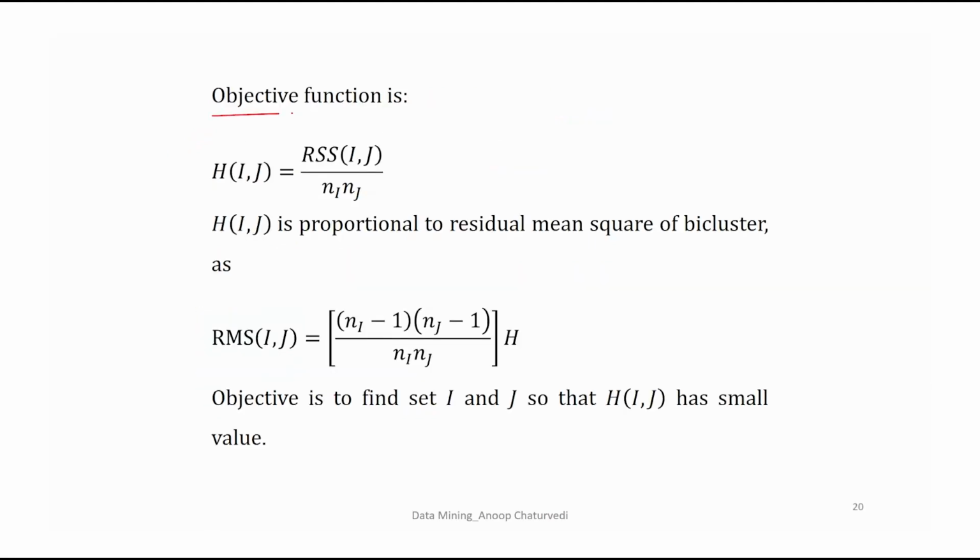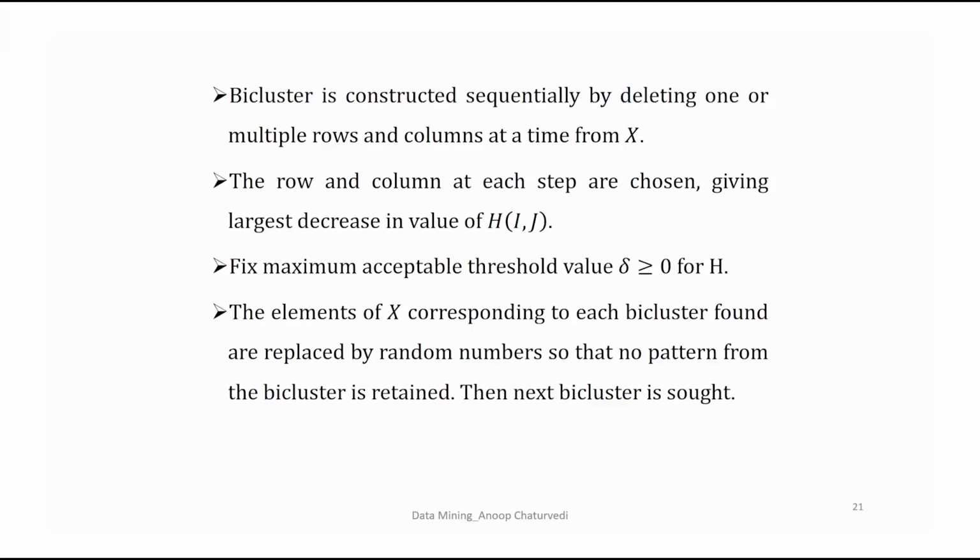Then the objective function is hij equal to RSS ij divided by ni and j. Then hij is proportional to the residual mean square of the bicluster, say RMS ij, equal to ni minus 1 and j minus 1 upon ni and j h. Then the objective is to find sets I and J so that hij has a small value. Then the bicluster is constructed sequentially by deleting one or multiple rows and columns at a time from x, and the row and column at each step are chosen giving the largest decrease in the value of hij.